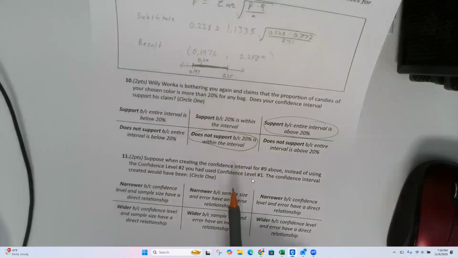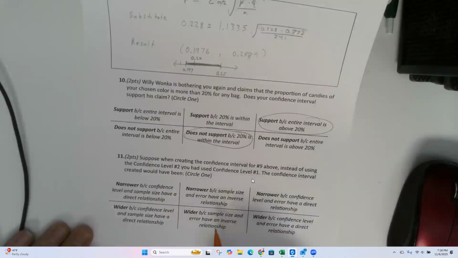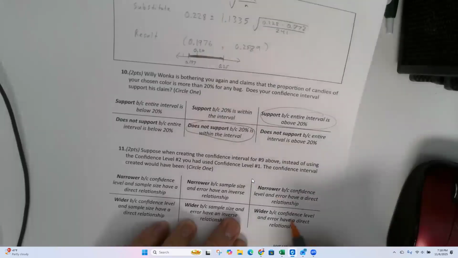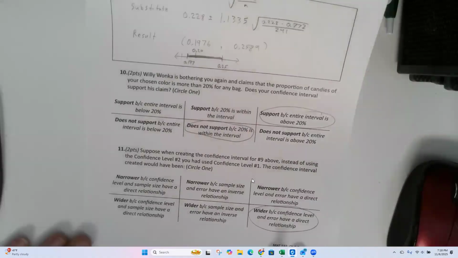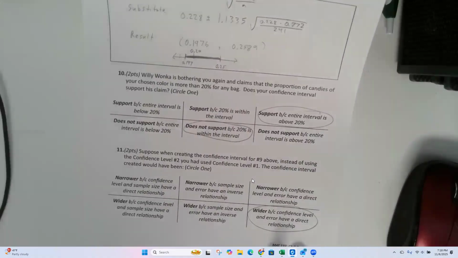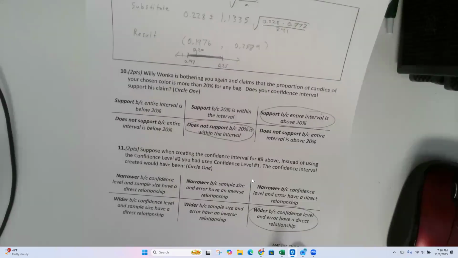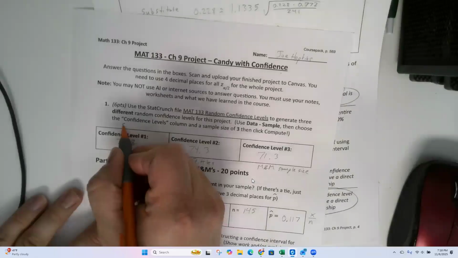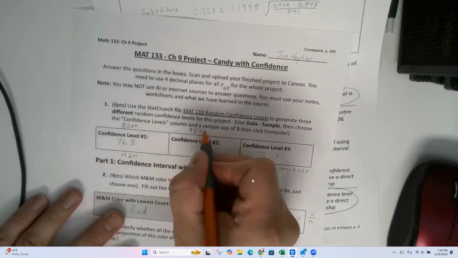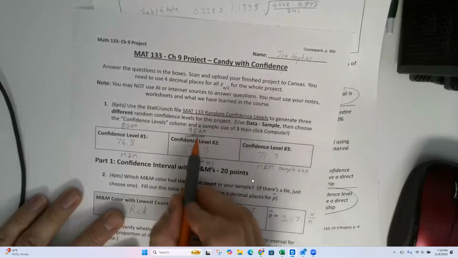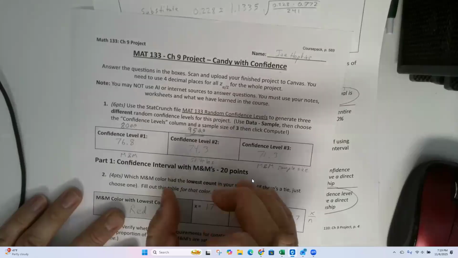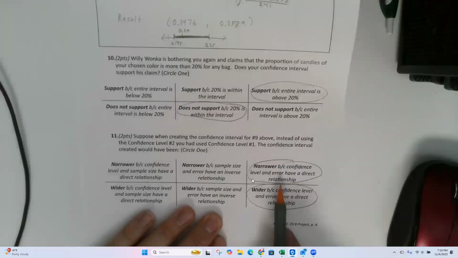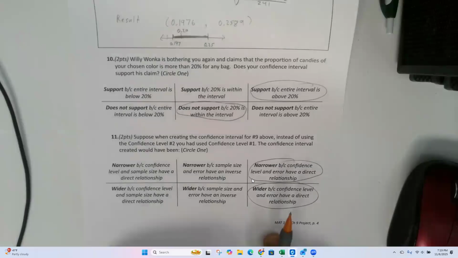If your number 2 was smaller, then if you switch to a larger confidence level, you're going to get a larger confidence interval. Larger confidence level means larger confidence interval. Now, on the other hand, if these had been switched, let's say this one was 80% and this one was 95%, if this one is bigger, this one's going to have a larger confidence interval, so you'd have it be narrower. So one of these two answers is the one you're going after.